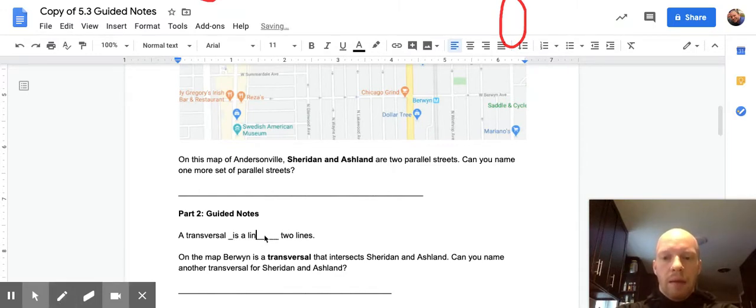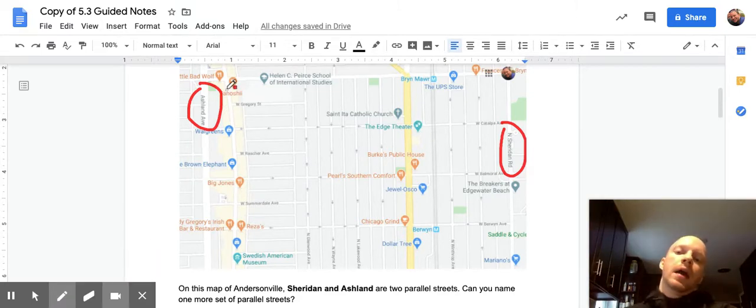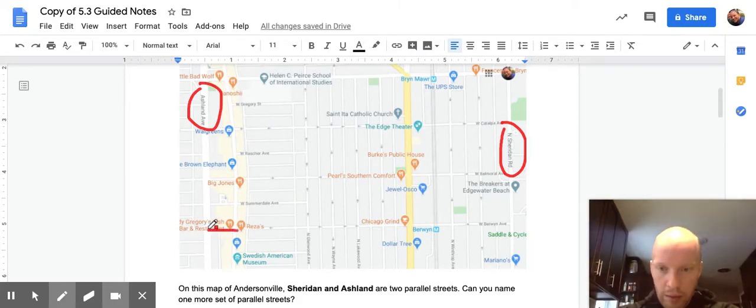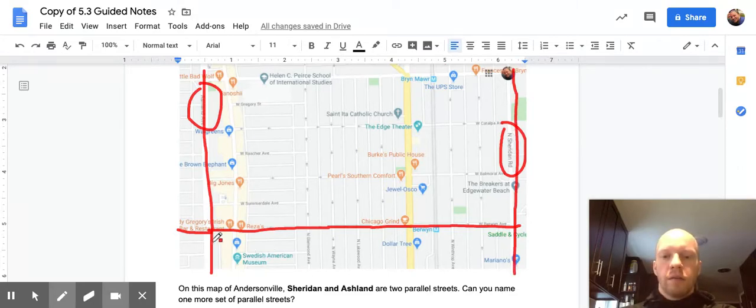On the map, I am going to show you what I mean by this. I'm going to take my pen again. I already have Ashland and Sheridan circled, and I want to show you a transversal to Ashland and Sheridan. It's a line that is going to intersect both. One of those is Berwyn, the street down here. If you take a look at it, Berwyn cuts across both Ashland and Sheridan. This transversal, Berwyn, intersects them. It doesn't cut them in half, it intersects them. It touches them both.